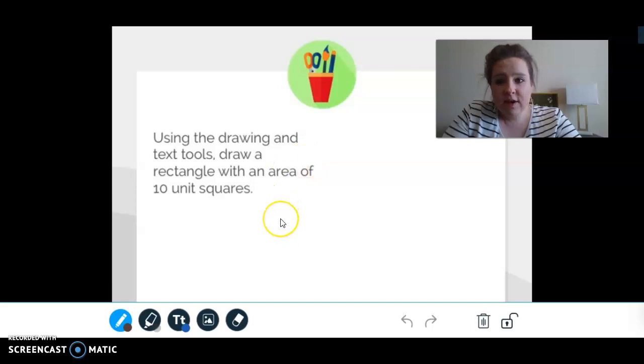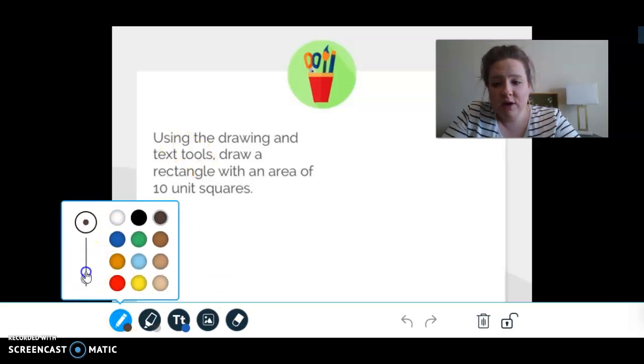Right, let's take a look at this slide. Using the drawing and text tools, draw a rectangle with an area of 10 square units. Okay, so you already know what your total area is going to be, and you have to decide what your length and width are going to be of your rectangle.